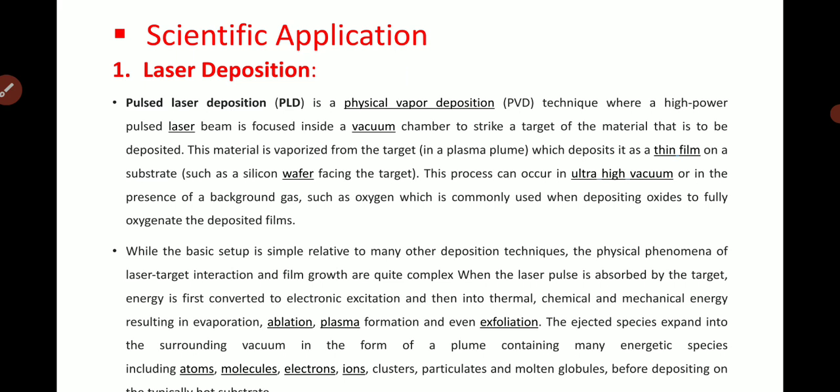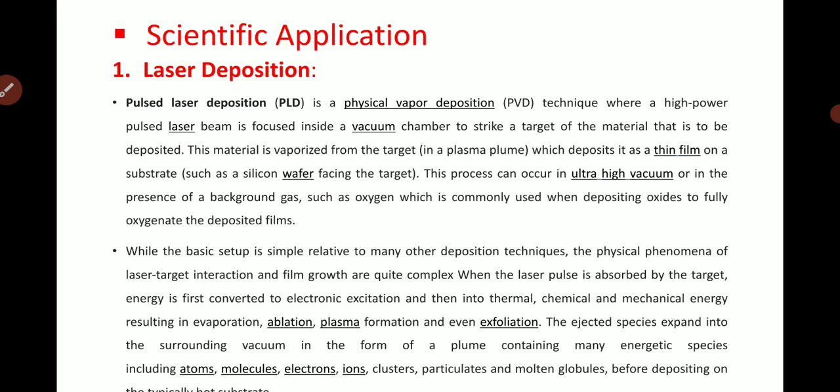While the basic setup is simple relative to many other deposition techniques, the physical phenomena of laser target interaction and film growth are quite complex.